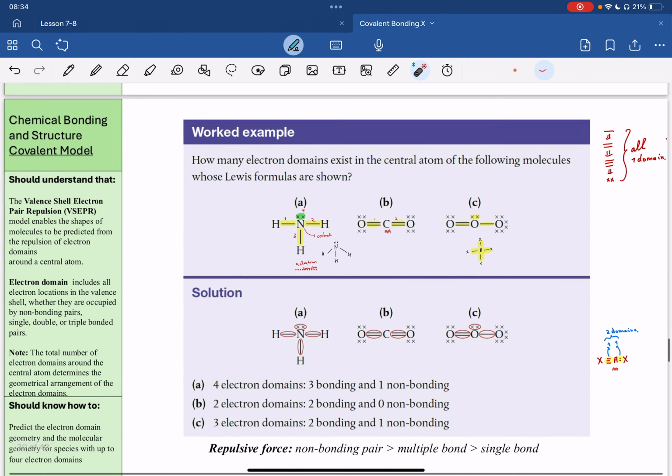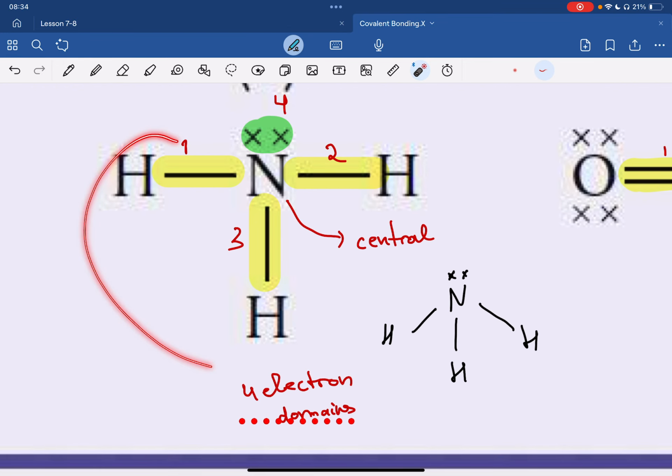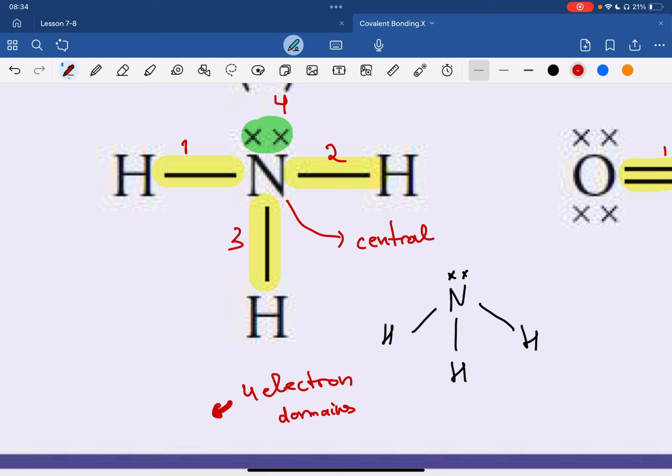So let's see a few examples and count the electron domain numbers. For example, in the ammonia molecule, to check the electron domains, always take the central atom, the atom that is in the center. As you can see, we have one single bond, one domain, two domains, three domains, and four domains. Remember, the non-bonding electrons are also one domain. By the way, whenever we have four electron domains, it's called a tetrahedral electron domain. Remember, tetra means four.